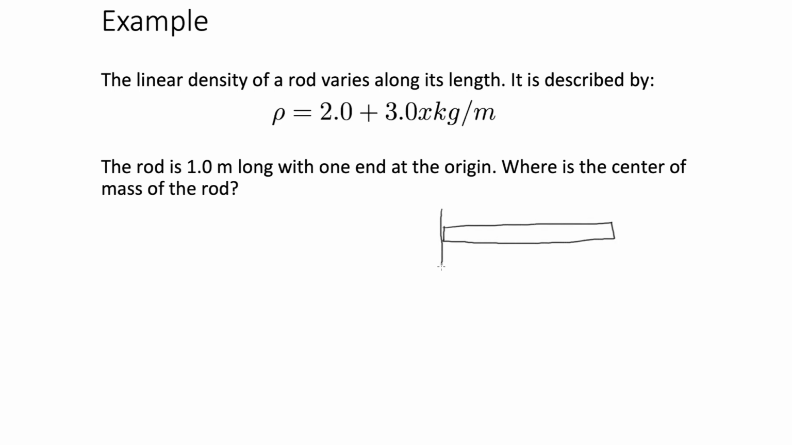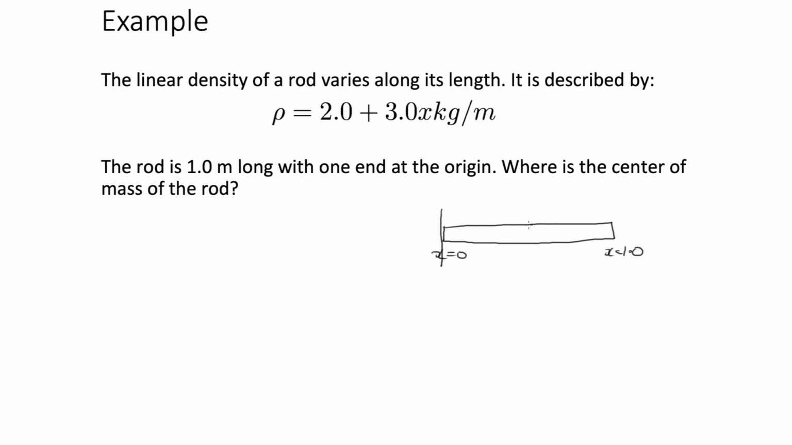And we're told that one end is at the origin, so this is x equals 0. And we're told that the linear density varies along its length, and it's described by this equation, and it's 1 meter long. So the other end of the rod is at x equals 1 meter.